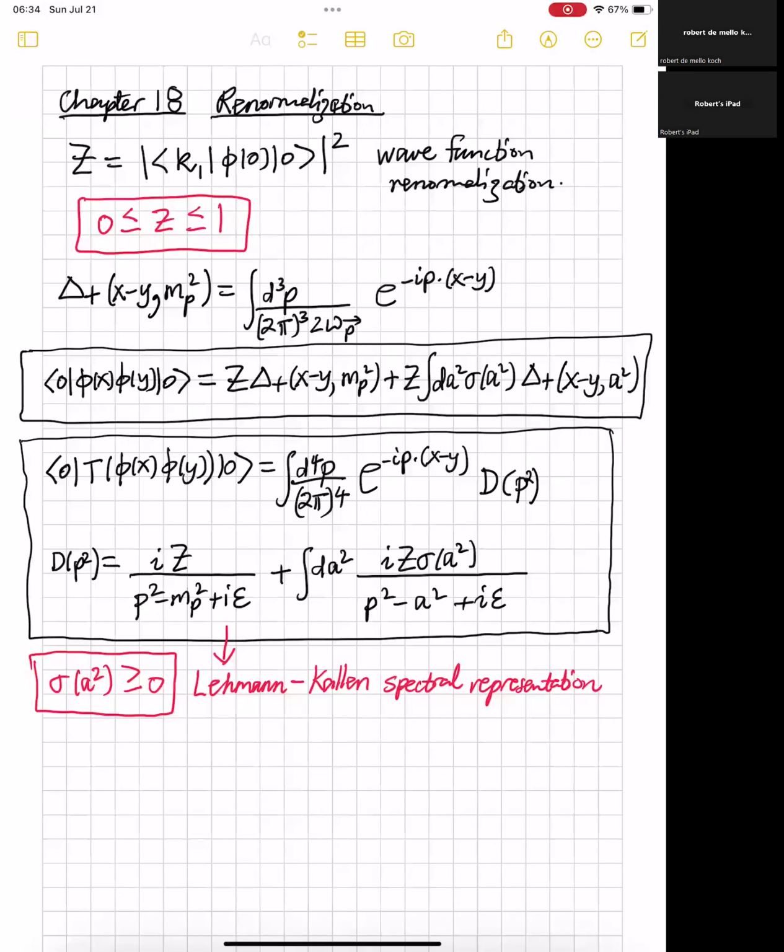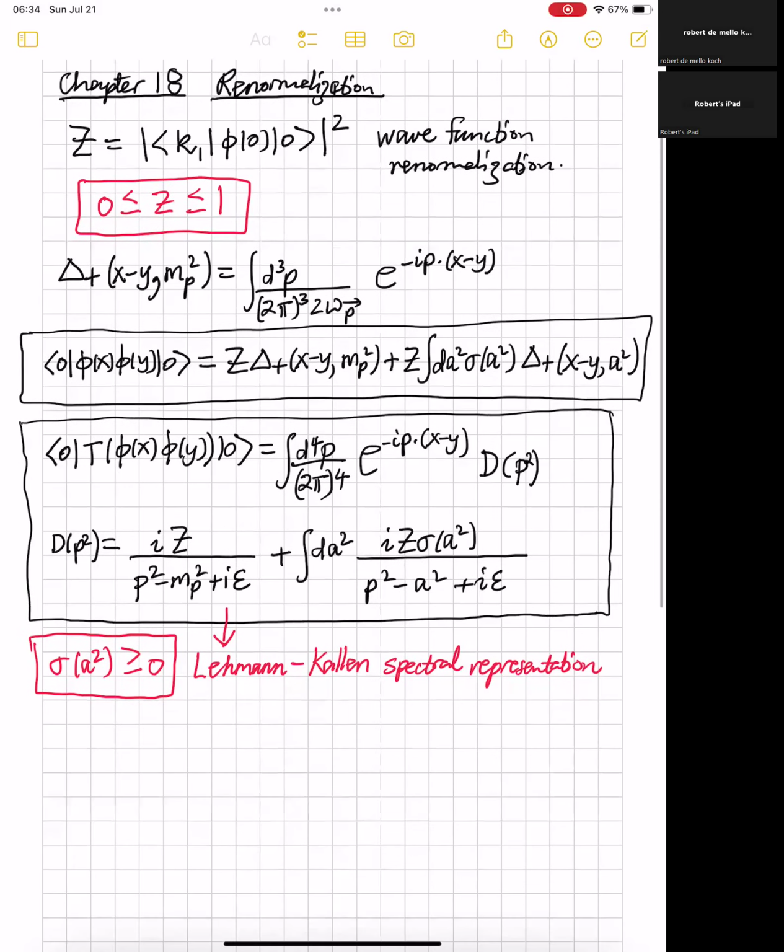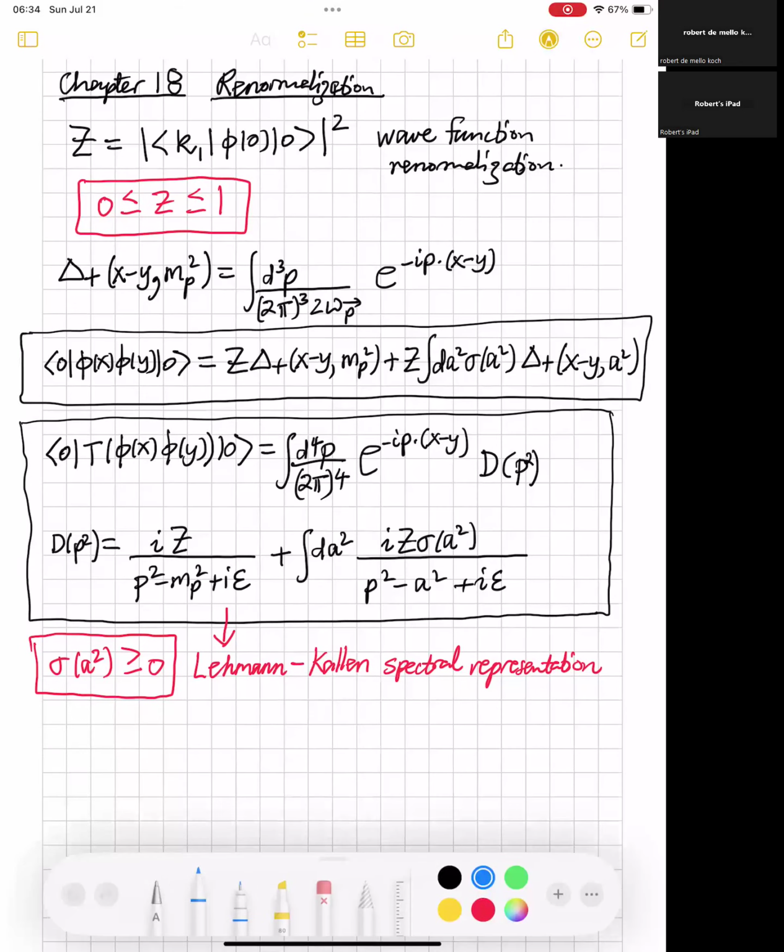So one of the things that we've learnt by now is that our field does not create a single particle state with probability 1. Now, this is not great. We actually want our field to create a single particle state with probability 1 when, for example, we are calculating a correlation function and the field acts. We really want it to create a particle. We want to be certain it's created a particle. So we want to create a particle with probability equal to 1.